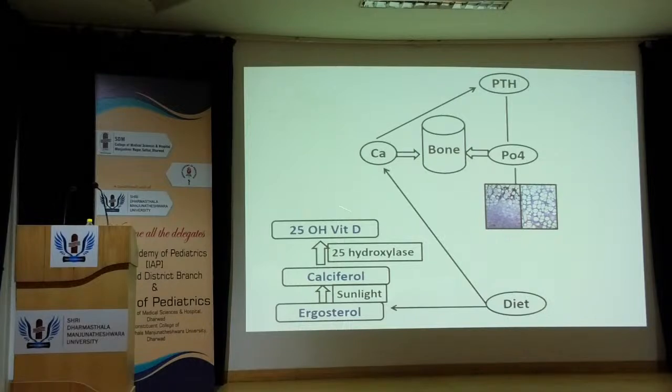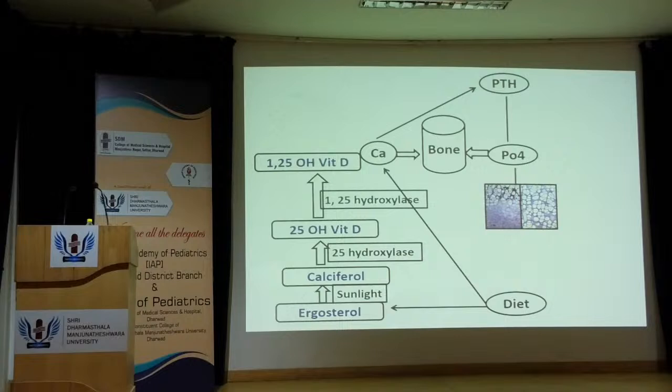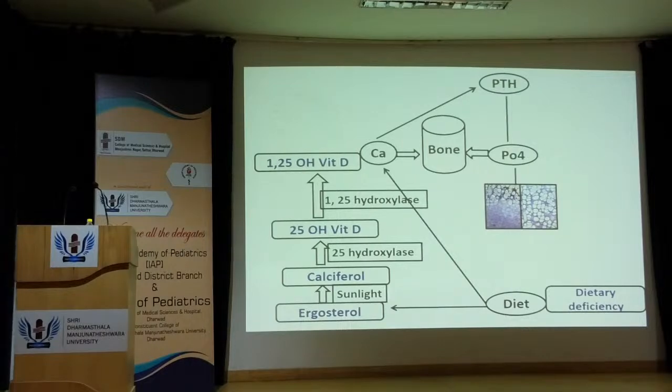This calciferol is converted into 25-hydroxy vitamin D by the 25-hydroxylase enzyme in the liver. And this is converted into 1,25-dihydroxy vitamin D by the 1-alpha-hydroxylase enzyme. This is the active metabolite which acts on the receptors and executes all the actions. So when there is dietary deficiency of either of them, what are the different levels at which we can have pathology?